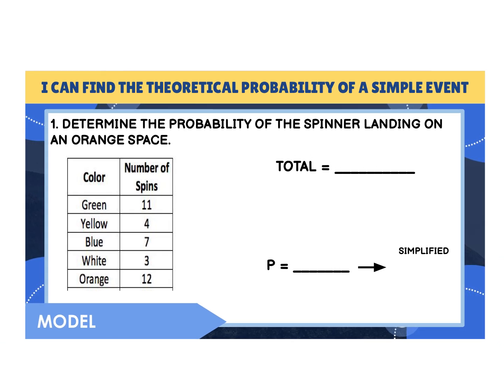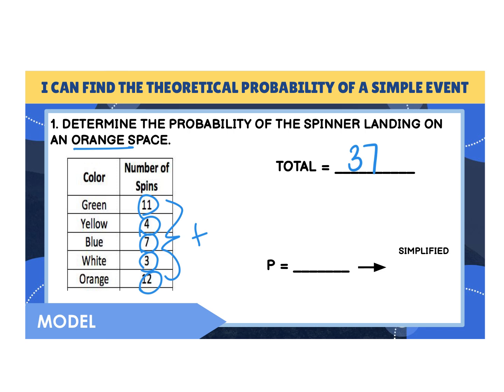So it says determine the probability of the spinner landing on an orange space. Well, again, probability is a ratio. We need to find the total. So what we have to do is green landed 11 times, yellow landed 4 times, it landed on blue 7 times, it landed on white 3 times, and it landed on orange 12 times. We have to add these all together to find the total. So 11 plus 4 plus 7 plus 3 plus 12 will give us a total of 37.